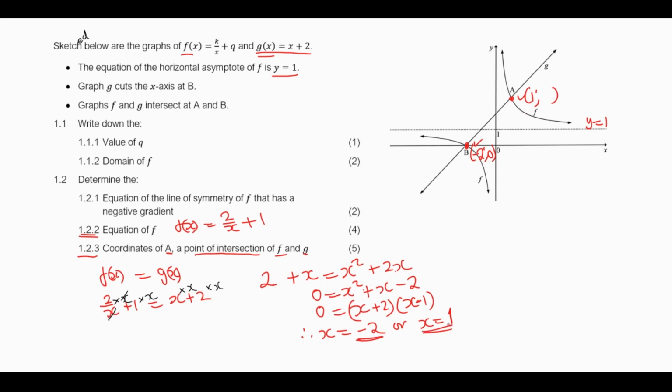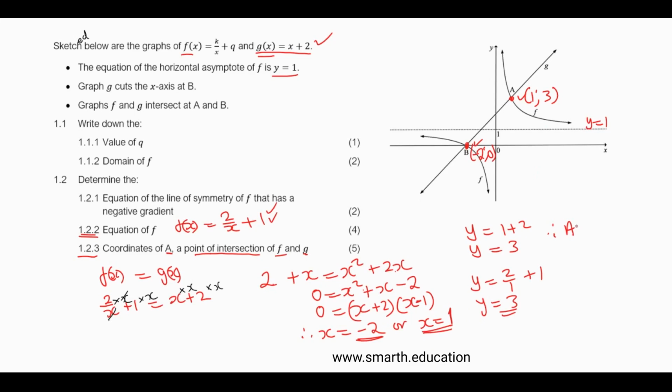So you can substitute x into g of x or even into f of x. We'll get the same thing. So if x is 1, using g of x, y is equal to 1 plus 2, so y is equal to 3. Right? Even if you used f of x, you're going to say y is equal to 2 over 1 plus 1. 2 over 1 is 2, 2 plus 1 is 3. So we're still going to get the same answer. So these are the coordinates of A. Therefore, the coordinates of A are 1, 3.